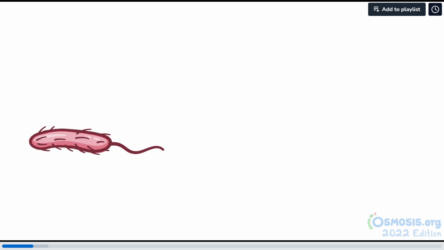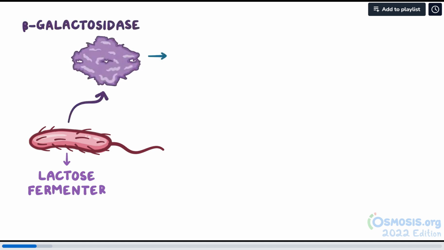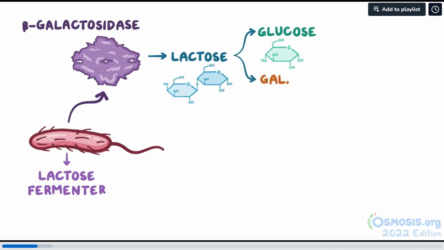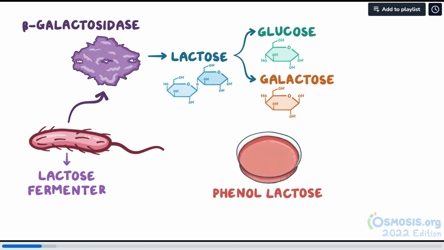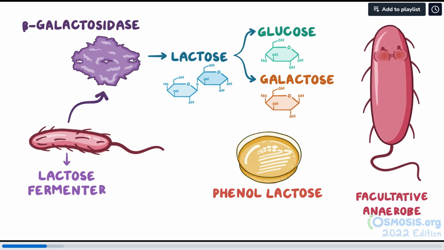E. coli is also a lactose fermenter, because it can produce an enzyme called beta-galactosidase that cleaves lactose into glucose and galactose monomers. To test this, E. coli can be cultivated on lactose-containing media, such as phenol lactose. And as it ferments it, the fermentation results in the production of acids that turn the red of phenol to yellow. It is also a facultative anaerobe, meaning it lives in environments with or without oxygen.